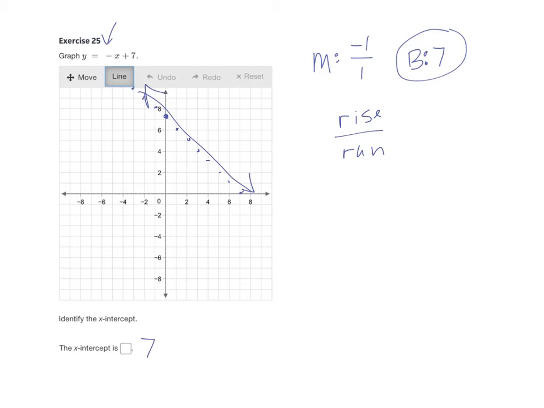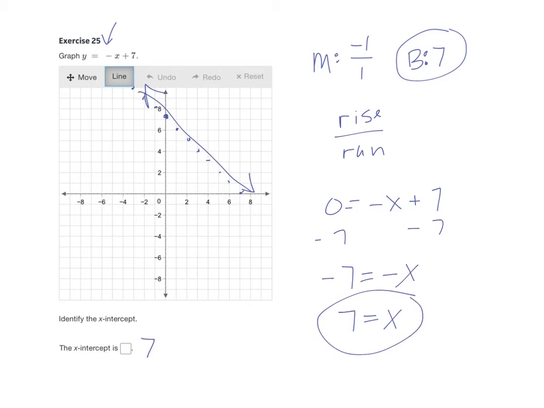Now let's say you didn't want to graph it all the way out. What you could do is plug a 0 in for y. 0 is equal to -x plus 7. You'd minus 7 from both sides. That gives you -7 is equal to -x. And take the opposite of everything. That would give you 7 is equal to x. This would tell us what the x-intercept is. You only really need to use that if you're not graphing it all the way.